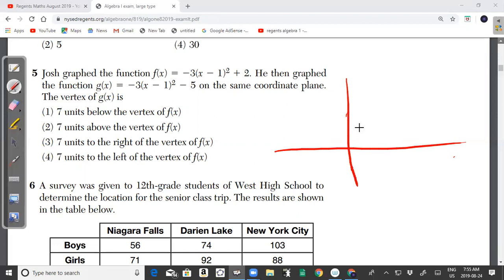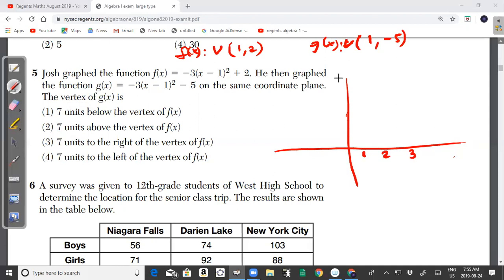All right, and the vertex for f of x would be positive 1 comma 2, and the vertex of g of x is going to be 1 comma negative 5, all right? So let's plot these vertices here on the graph.